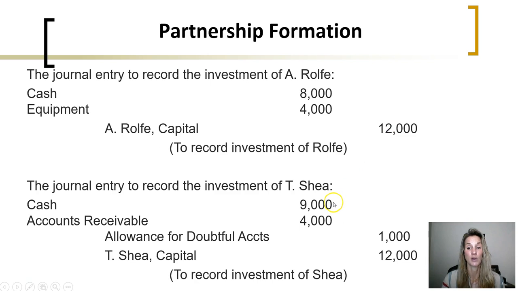For Shay, we are going to be recording cash and accounts receivable into the general ledger of the partnership, along with the allowance for doubtful accounts. And the net of those is the $12,000 increase for owner investments by Shay.